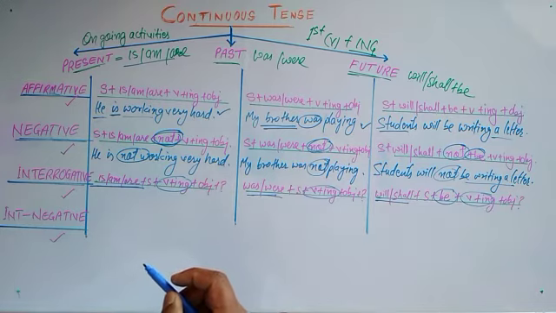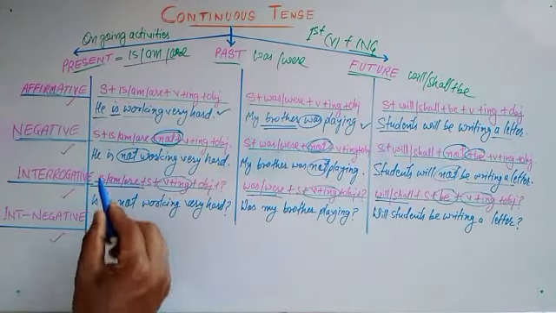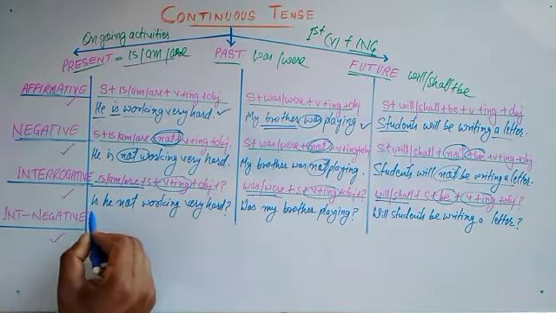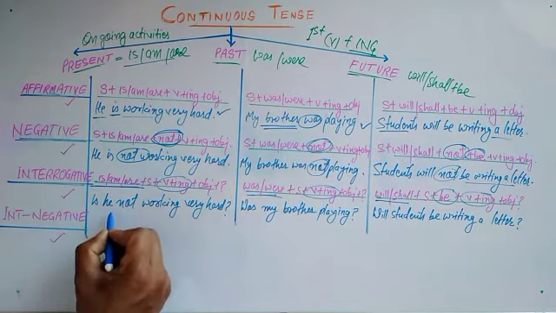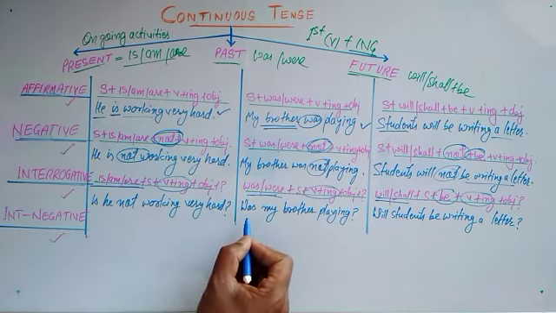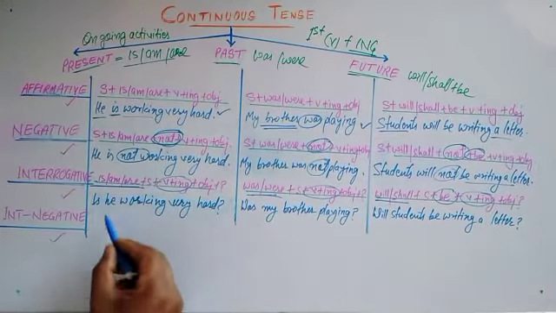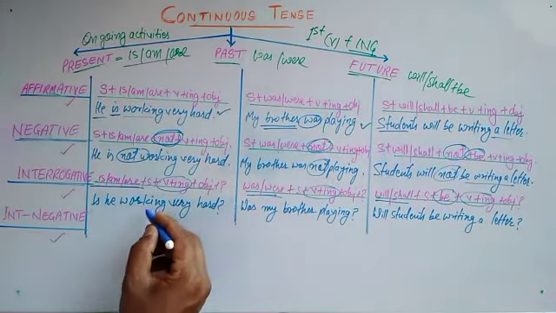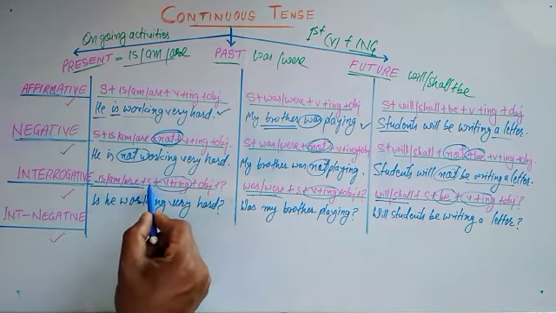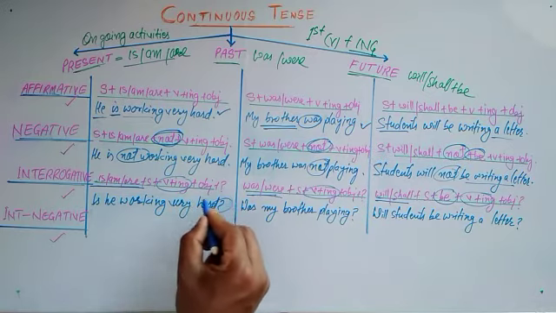Let's take examples. Students, in the first sentence you can see, in negative sentence we wrote "he is not working very hard." In interrogative sentence, "is he not working very hard?" In the given sentence, "is he working very hard?" When we talk about negative, then we add one more thing, not. But here is, am, are plus subject plus verb with ing. "Is he working very hard?" and question mark at the end of the sentence.